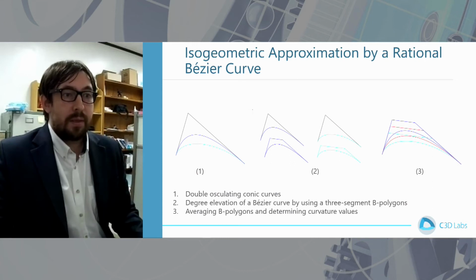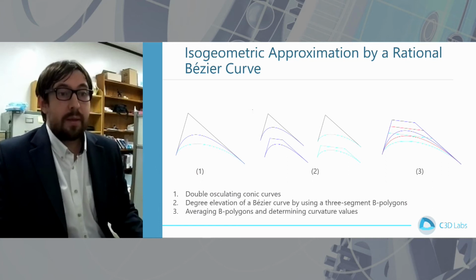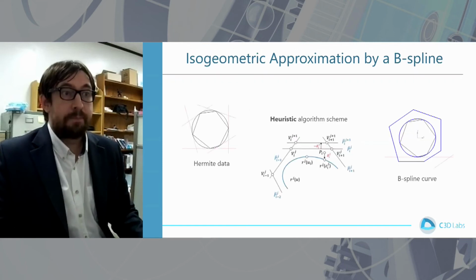The third step is that the resulting B polygon is generated by averaging the initial B polygons. The middle segment of the resulting B polygon is parallel to the initial segments and is at an equal distance to them. Since the averaged B polygon is also convex, just like the initial B polygons, strict isogeometry is preserved.